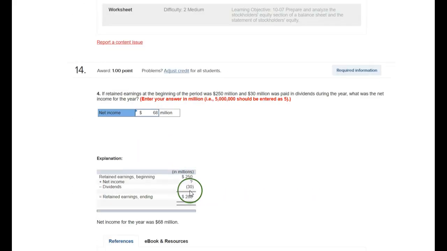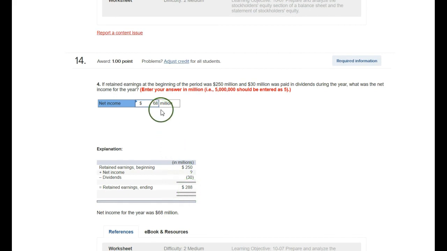Now number 14, let's see. If retained earnings at the beginning of the year was $250 million and $30 million was paid in dividends during the year, what was the net income for the year? So what we're doing here in the retained earnings little calculation, they give us the beginning retained earnings.